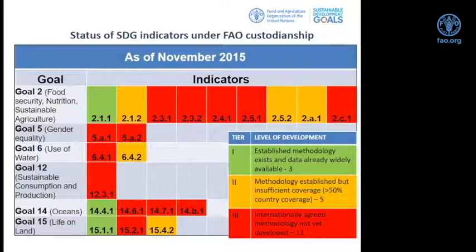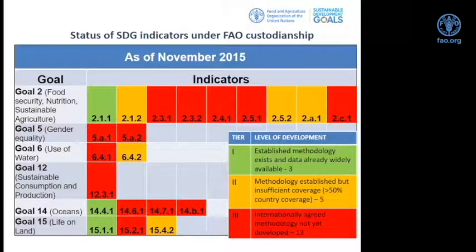Now, this slide summarizes the tier status of the 21 SDG indicators, with red being tier 3, which I already mentioned, where neither methodology nor data existed. Yellow, tier 2, for which methodology exists, but no data collection is available. And green, tier 1, which means that both methodology and data exist and is regularly reported by the countries to FAO. Now, as of November 2015, 13 indicators were tier 3, 5 were tier 2, and only 3 were tier 1, meaning a lot of our work back then was focused on methodological development of the indicators.